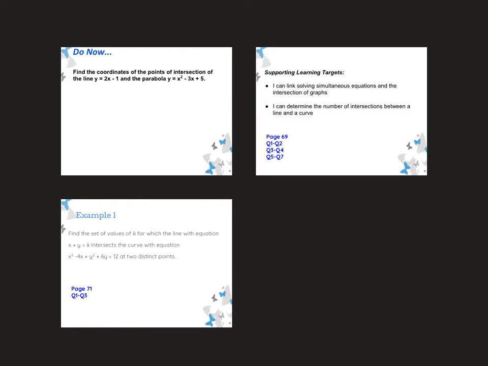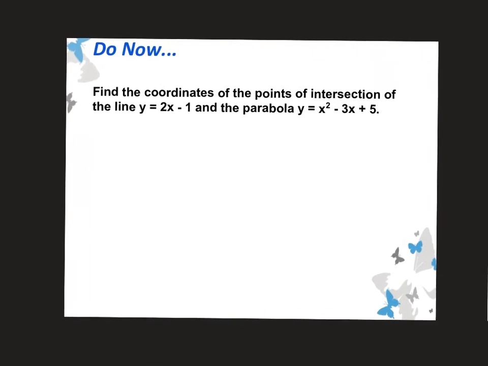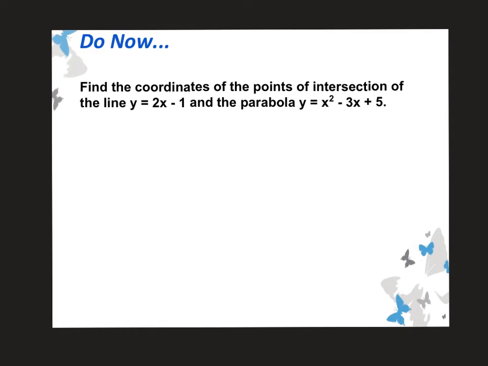Okay, so before we start with intersection of graphs, I'd like you to have a go at this question by yourself. So pause it now, and then I will go through it with you. We're finding the coordinates of the points of intersection of the line y equals 2x minus 1 and the parabola y equals x squared minus 3x plus 5. This is just building on from GCSE, a bit of a recap.